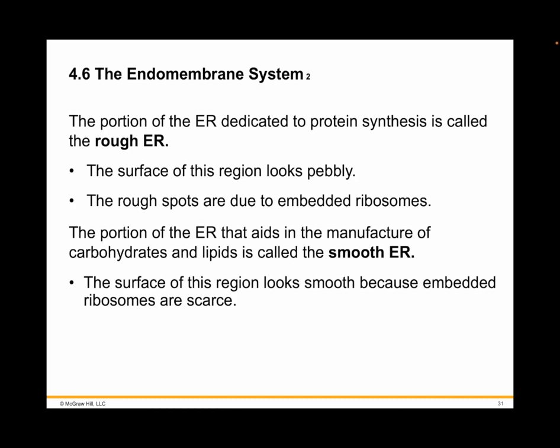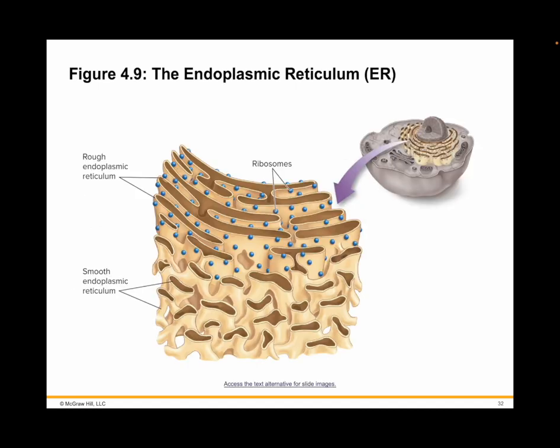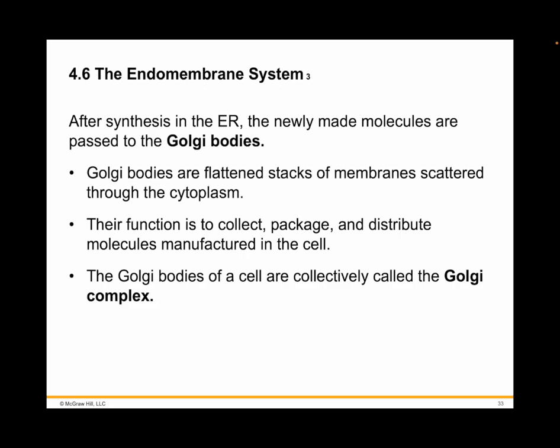So having finished both of those, we'll move next to the Golgi complex, or the Golgi apparatus as some may have taught you. This shows the area at the top with those blue ribosomes being the rough ER, and the area near the bottom that has relatively few or even no ribosomes being the smooth ER.